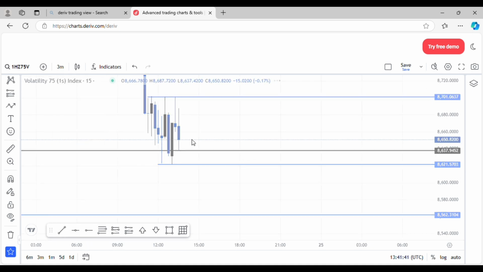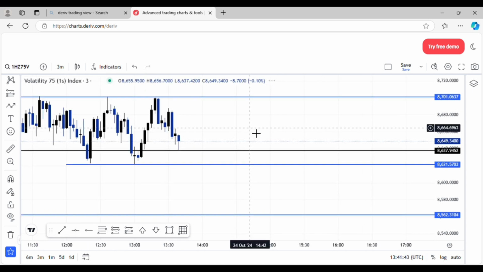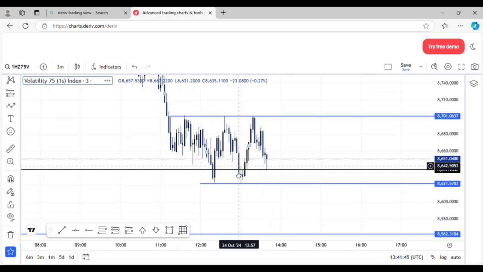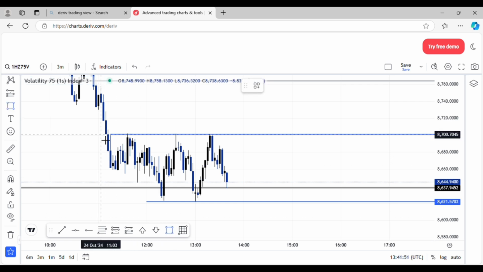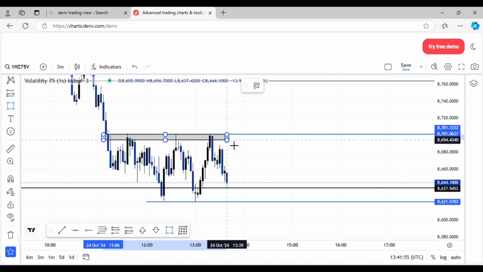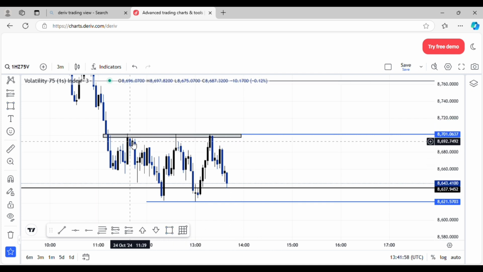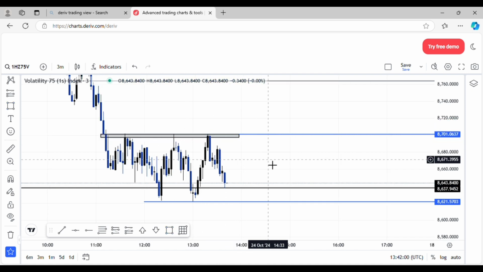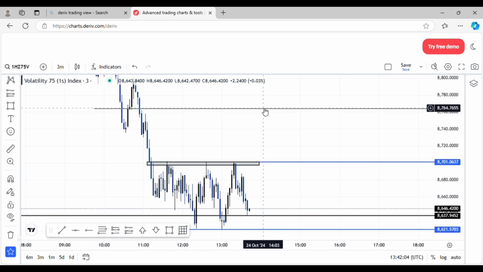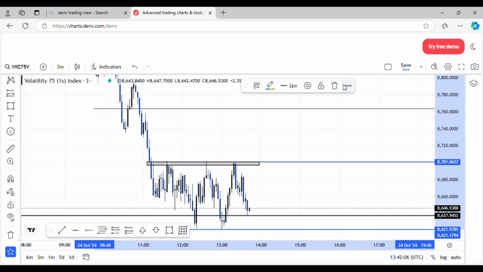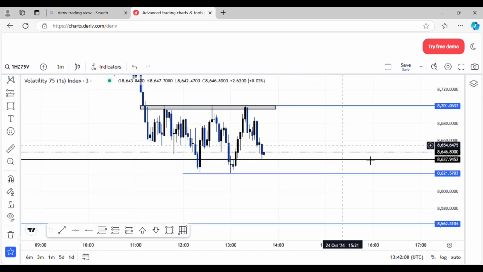Let's see if I can find any entry point, guys. I don't really see anything because the market has been testing the same zone here. This zone has been tested many times, guys. 1, 2, 3 times. Understand? This zone has been tested many times. So just delete that, and let's see if I can find something.